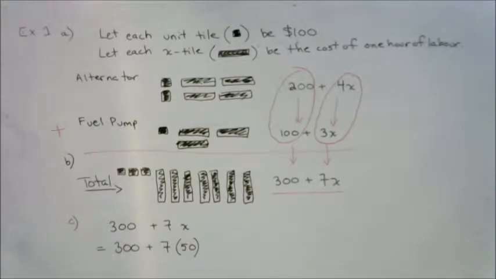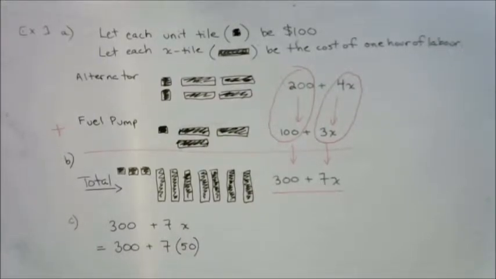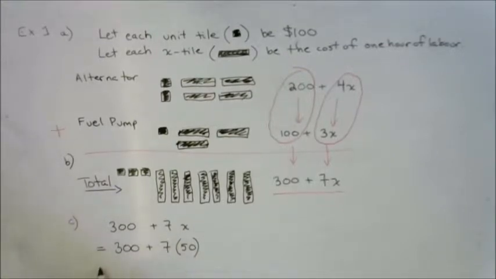Now we know the value of x. We didn't before, but now we know what it is, so we can just sub it in. We're just left with numbers here, and we used BEDMAS to put this all together. So what do I have to do first? I have to do my multiplication, 7 times 50, so I'll take 300 down. 7 times 50 is 350, and now I can add, leaving us with a total repair cost of $650.